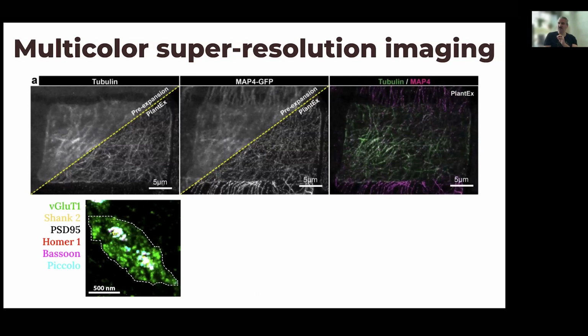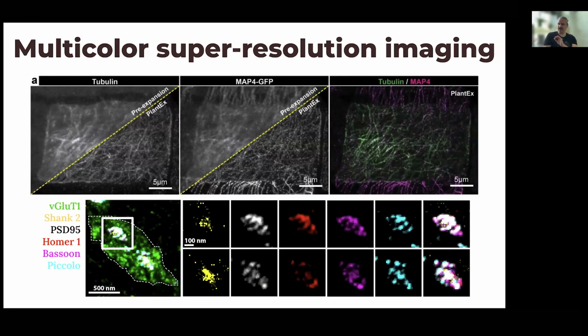We can also multiplex. This is an example not from PlantEx, but from neuroscience. This is a synapse again. And we have multiplexed here for 6 different proteins. So you could do the same conceivably in PlantEx. We did not do it as part of the original publication, but we are now accessing this multiplexing technology where you can actually do dozens of markers in the same tissue.